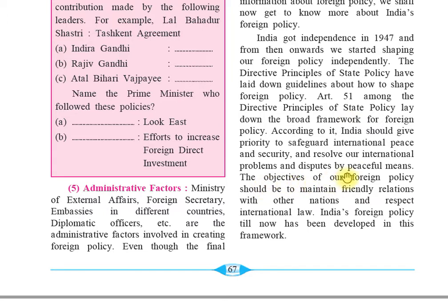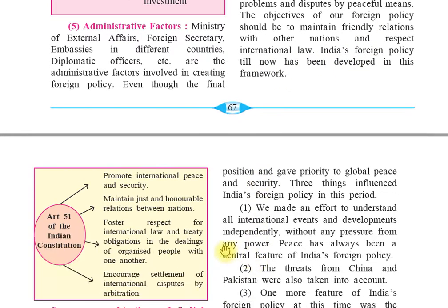The objective of a foreign policy should be to maintain friendly relations with other nations. Means we have to have friendly relations with other nations. India's foreign policy till now has been developed in this framework. So we are following international peace. We are following international law and respect.